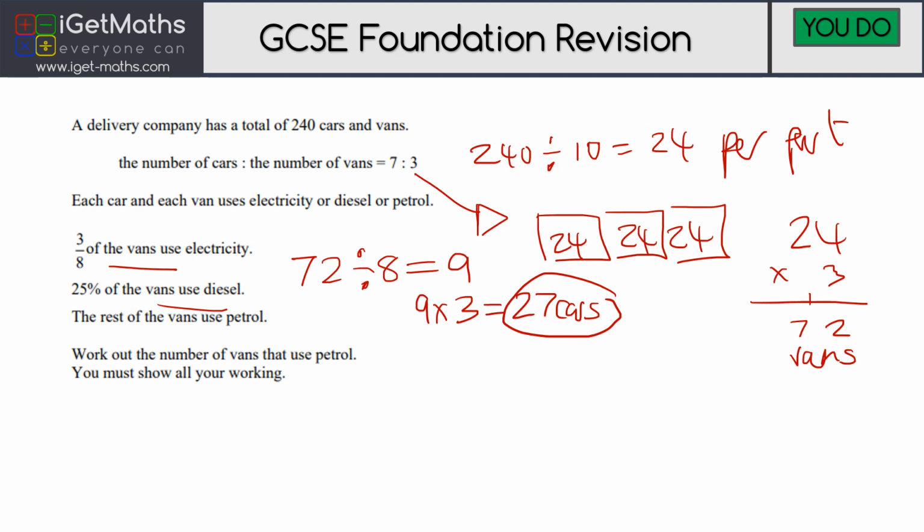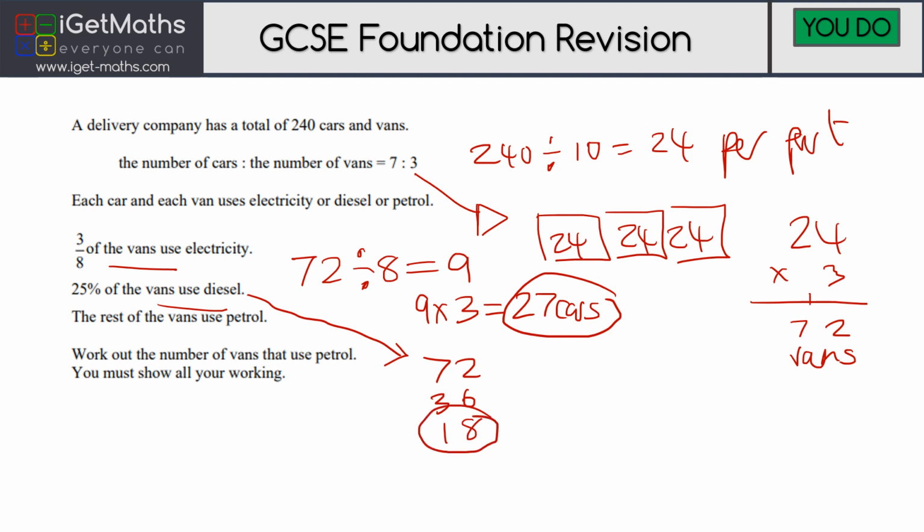And then we've got 25% of the vans use diesel. So we're going to start with 72. And then remember, to get 50%, we'll just half it. That gives us 36. And then to half it again, we will get 18. And that is the 25% that use diesel.